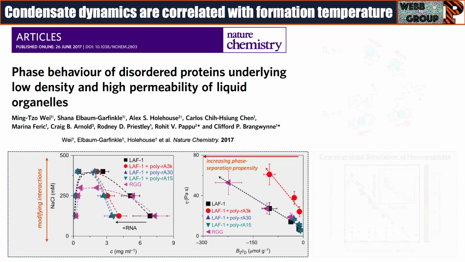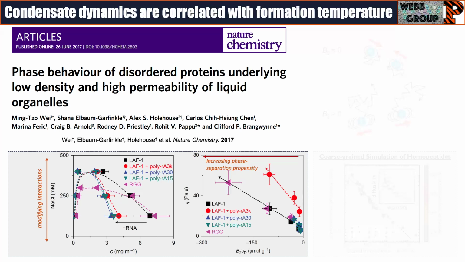So here they look at the viscosity of the condensates that are formed, and they're plotting it against this metric on the bottom: a second virial coefficient multiplied by a concentration. This is a proxy for the propensity to phase separate. It can correlate with things like the critical concentration of salt that induces it, or the critical temperature. This was sort of like a pseudo temperature axis, if you like.